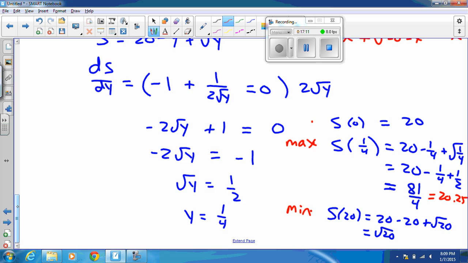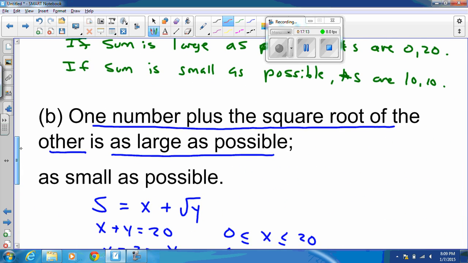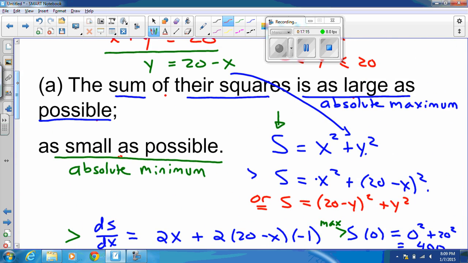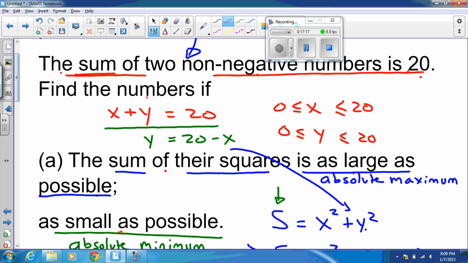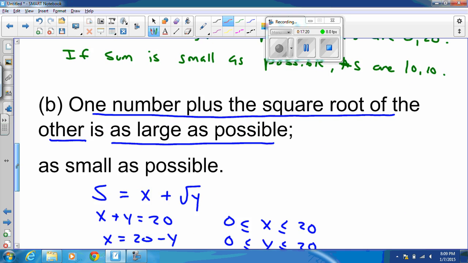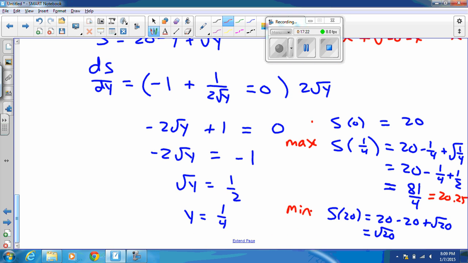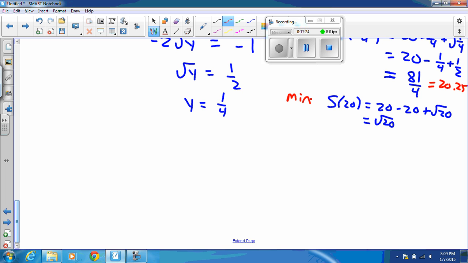Now, again, we have to make sure we answer the question, so we can just go back and check. And we are supposed to, according to the stem of the problem, find the numbers. All right, well, I found y's, but I need x's also. So when y is equal to 20, then x is equal to 0.